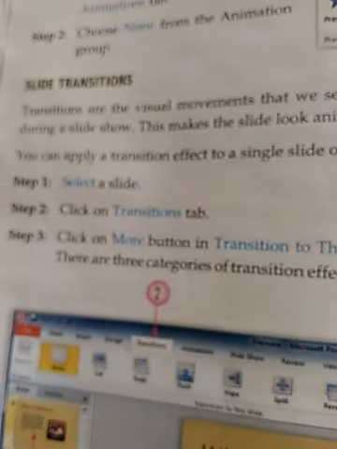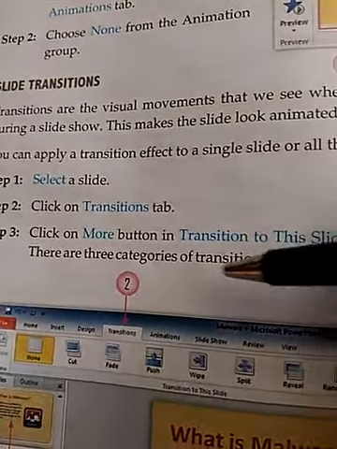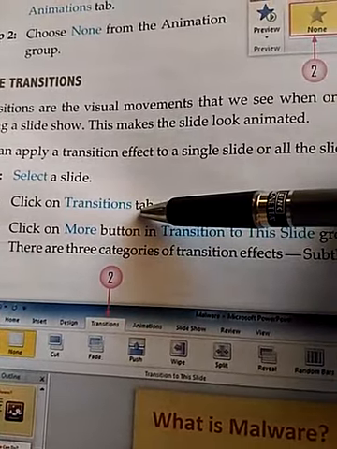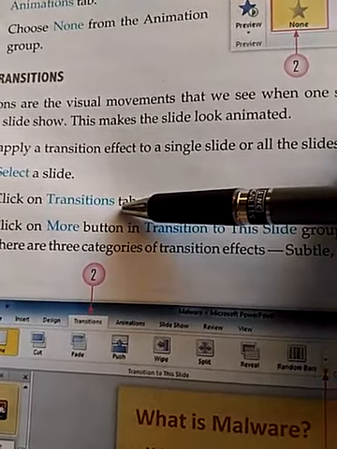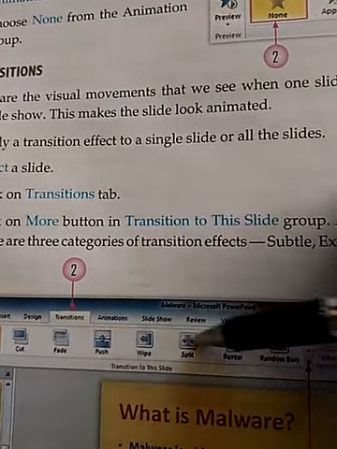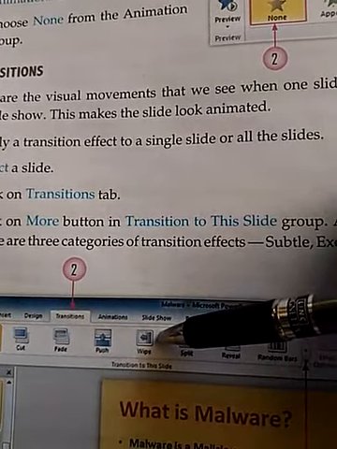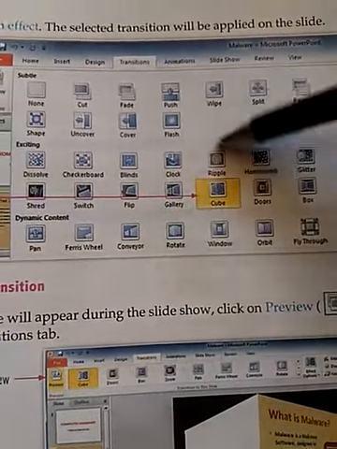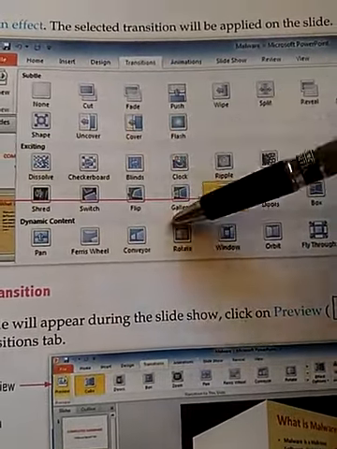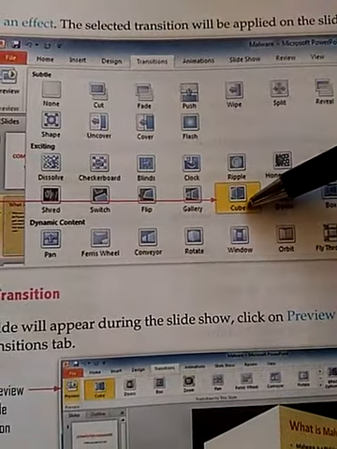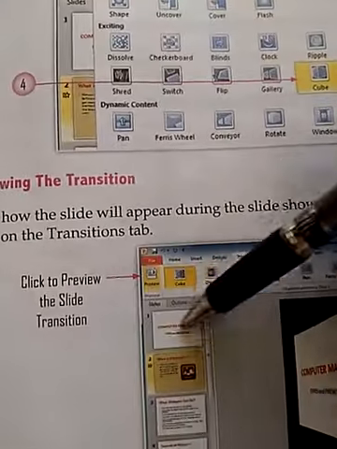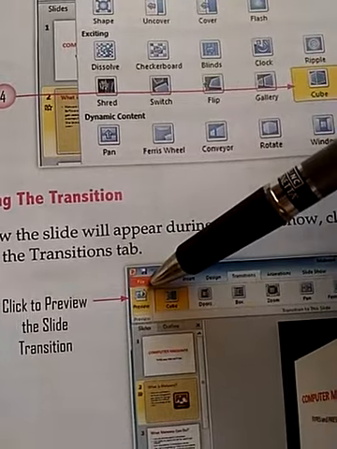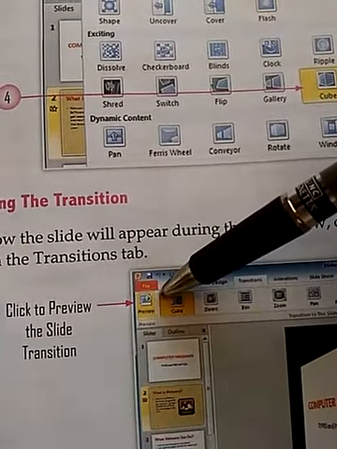How? First, select the slide. After that, go to the transition tab. On the transition tab, directly you can choose the transition effect, or if you want to choose more effects, then click on the more button. After clicking on the more button, a drop down box will appear. From this drop down box, you can choose any of the transition effects, and after choosing it, click on the preview button to preview the transition effect applied.